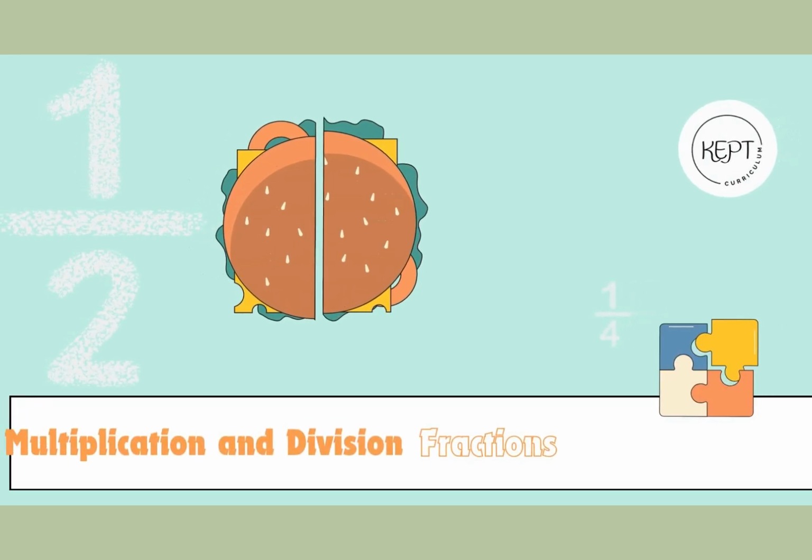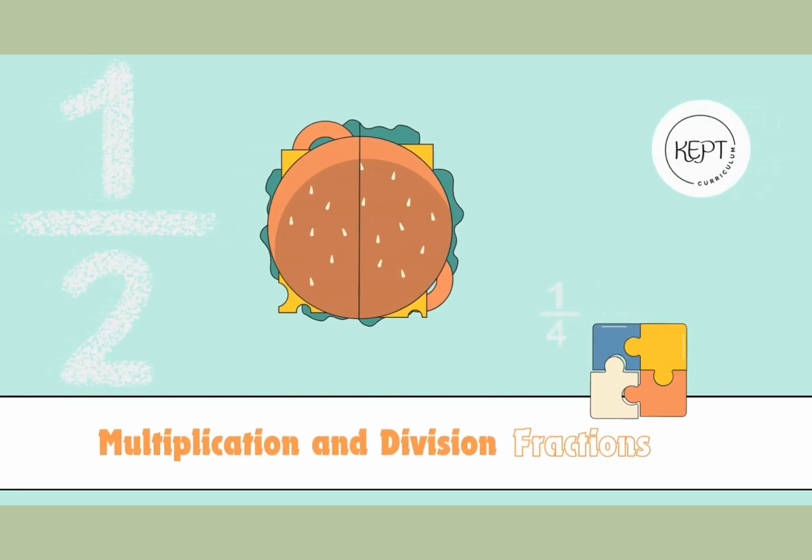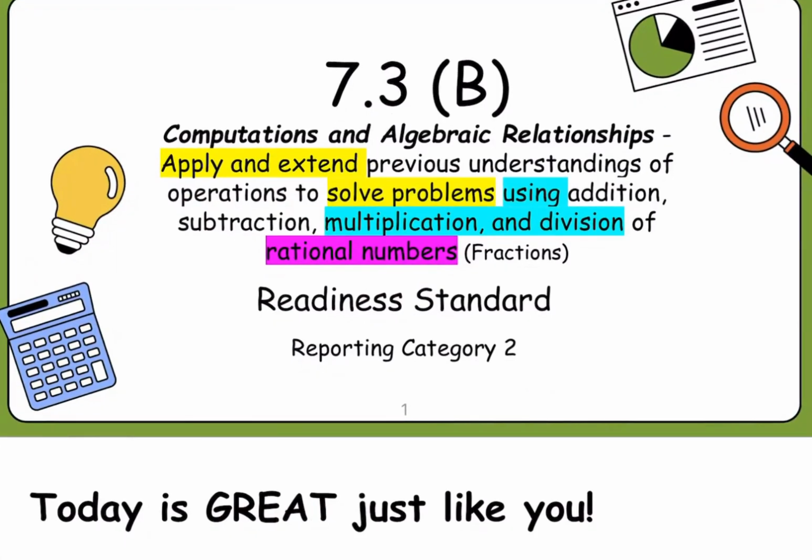Multiplication and Division of Fractions, Lesson 2. 7.3b Computations and Algebraic Relationships. Apply and extend previous understandings of operations to solve problems using addition, subtraction, multiplication, and division of rational numbers, specifically fractions. This is a readiness standard and in reporting category 2.